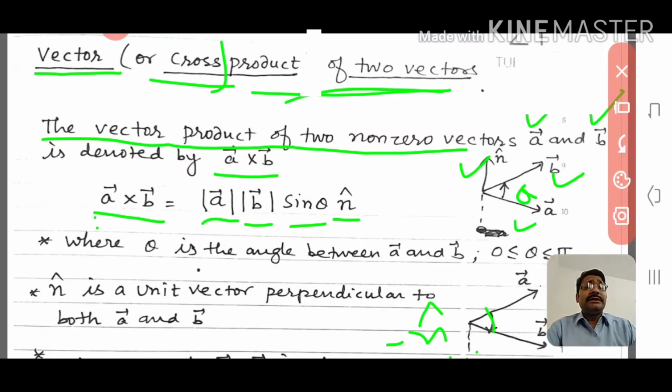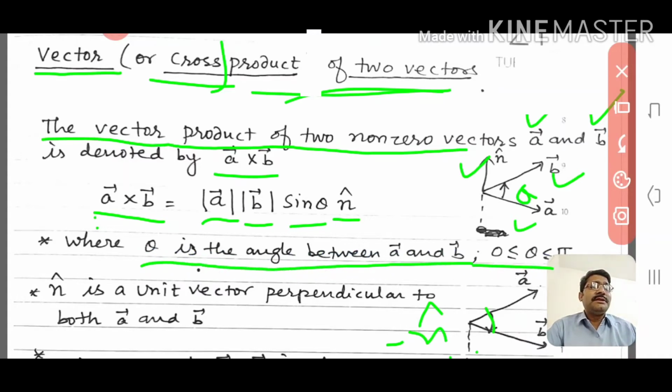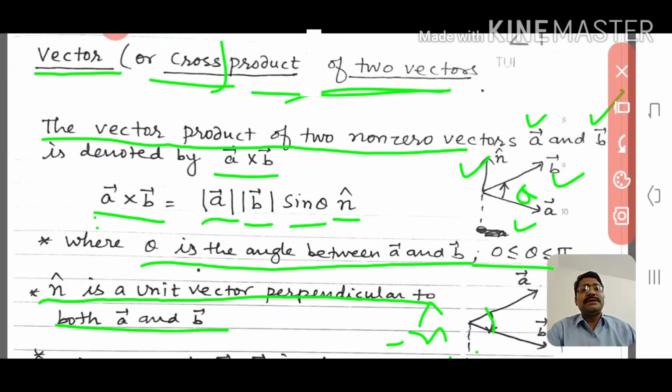Now look here, theta is the angle between A and B, and we will always take theta greater than or equal to 0 and less than or equal to pi, meaning we will always take the angle from 0 to pi. Now n cap is a unit vector perpendicular to both A and B.